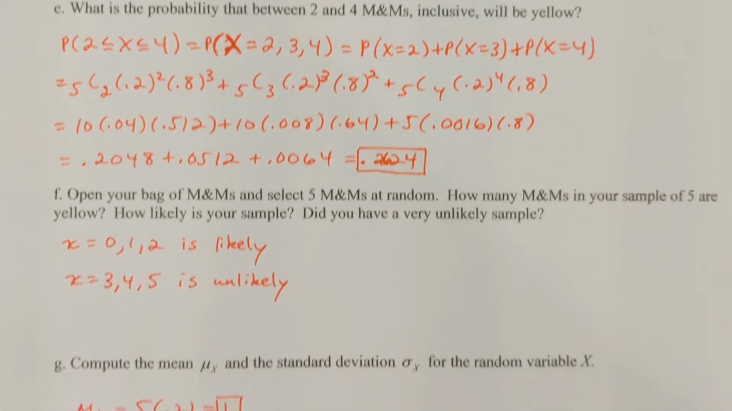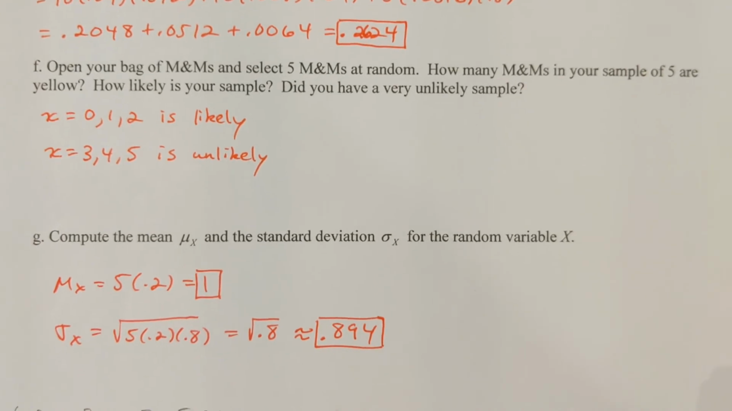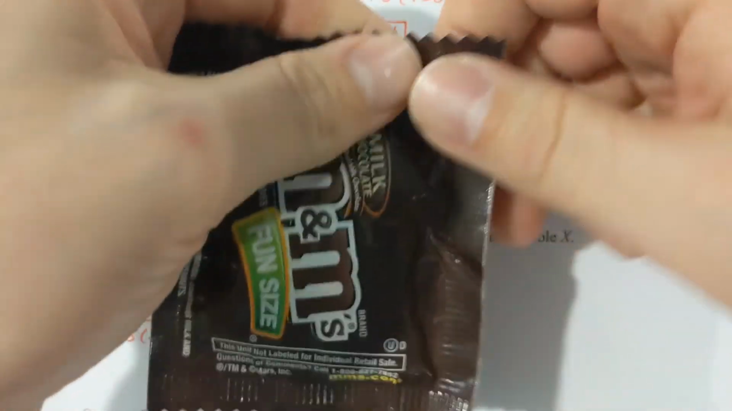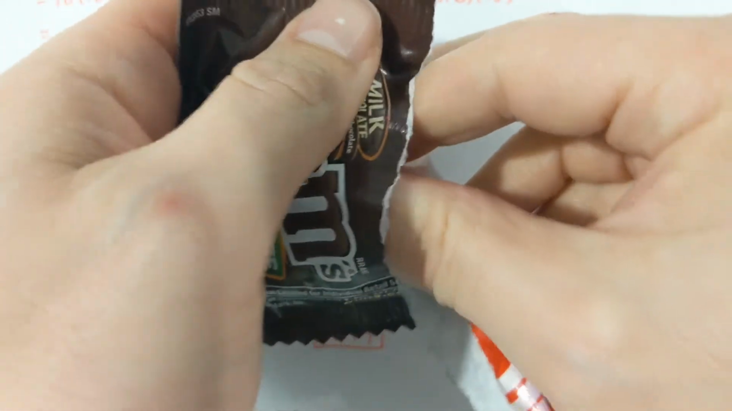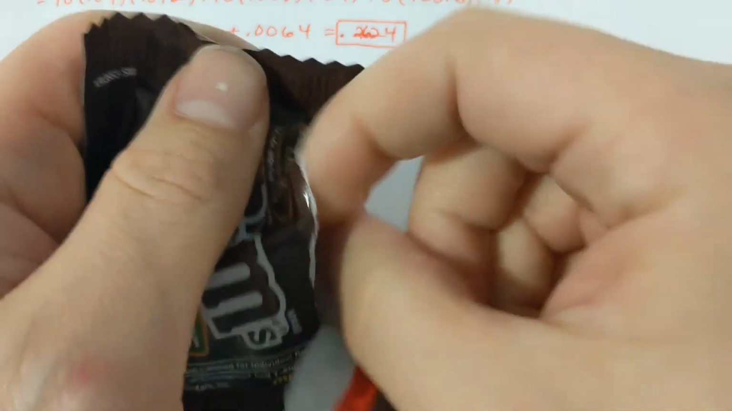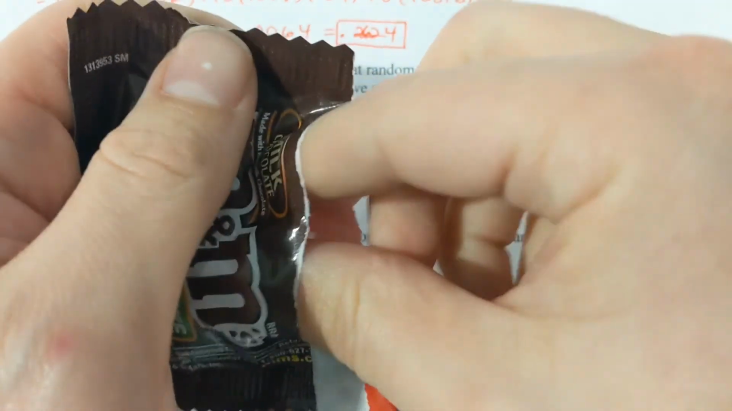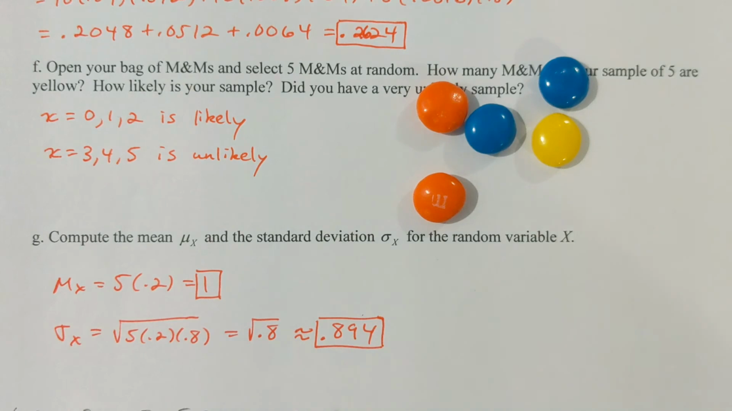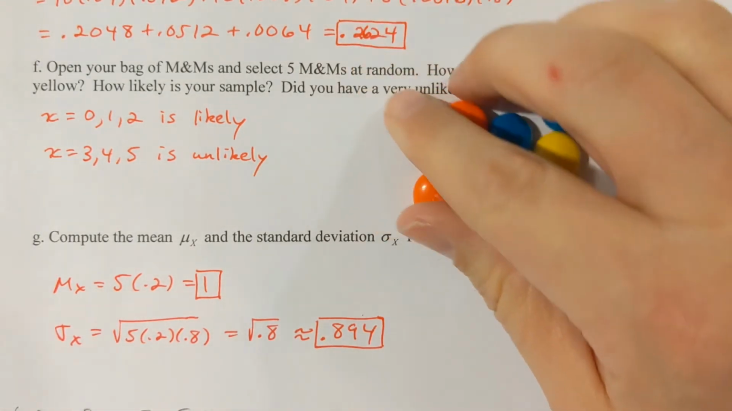This is a problem that I would have done with you guys in class, and I usually bring in a bag of M&Ms and pass out a bunch of fun-size M&Ms, and so I've got a fun-size bag of M&Ms here. I'm going to open the bag and select 5 at random. I try not to look when I do that. Okay, so there's my 5 that I've randomly selected. I've got 1 yellow M&M, as you can see.